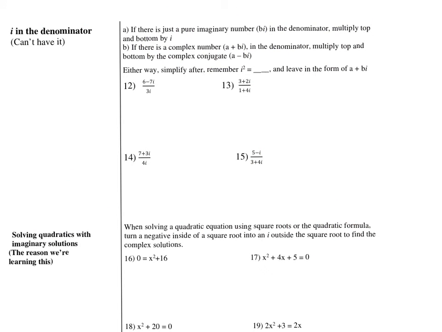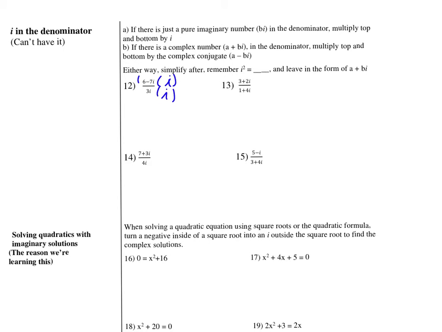All right, next up here, we got some i's in the denominator, which we don't want. So anytime we have this, we have two different strategies. It says if there is just a pure imaginary number in the denominator, multiply the top and the bottom by i only. So that's what's going on here on number 12. So I'm just going to multiply by i. You could multiply by 3i or negative 3i, which is what a lot of people do. It's going to make more work for you later. So that's why I just say use i. So yeah, I'm going to do that.